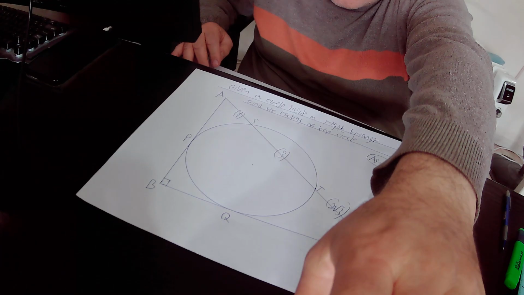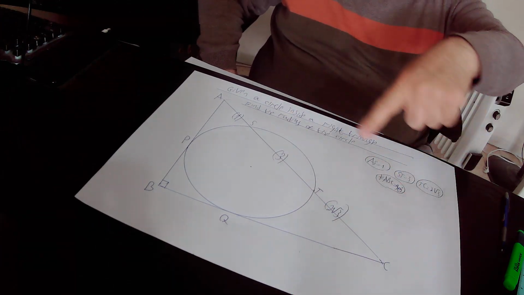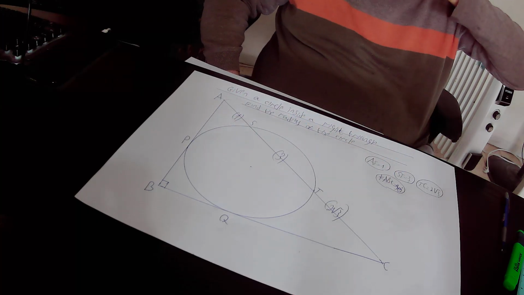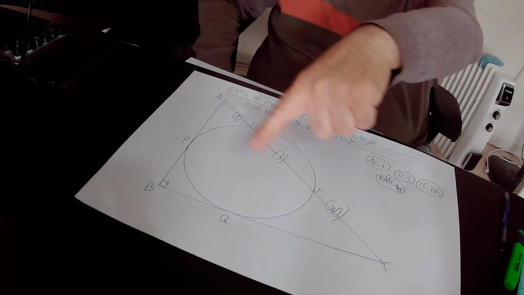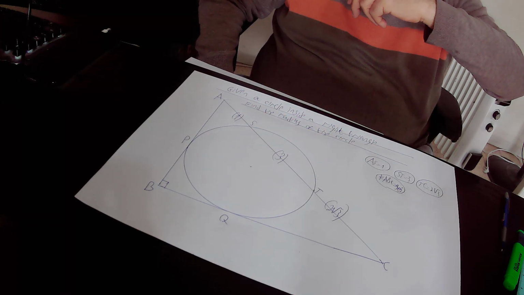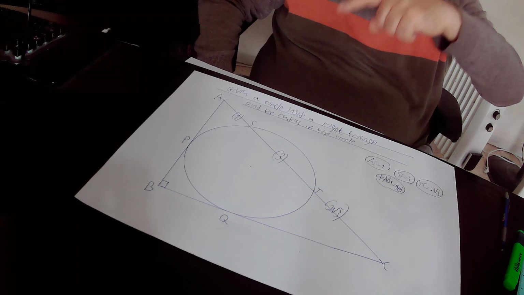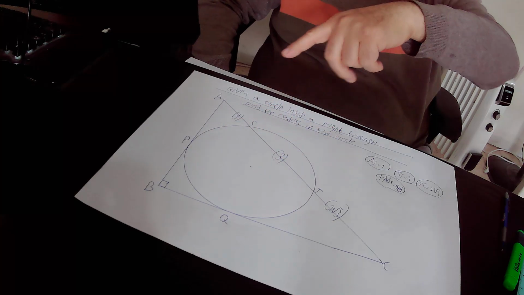Hello, in this lecture we'll find out the radius of a circle. In the drawing we have triangle ABC. Triangle ABC is a right triangle. Inside this right triangle we have this circle, and our mission is to find out the radius of this circle. In addition, we know that angle ABC equals 90 degrees. It is a right angle.